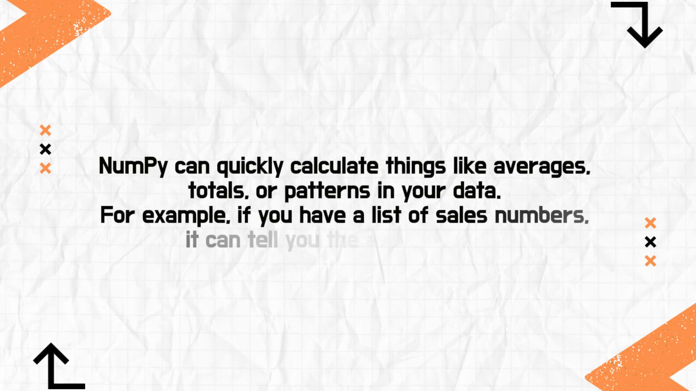Third thing why NumPy is amazing: NumPy can quickly calculate things like averages, totals, or patterns in your data. For example, if you have a list of sales numbers, it can tell you the average sales. You can use a particular code that will give you the average sales in that particular area.